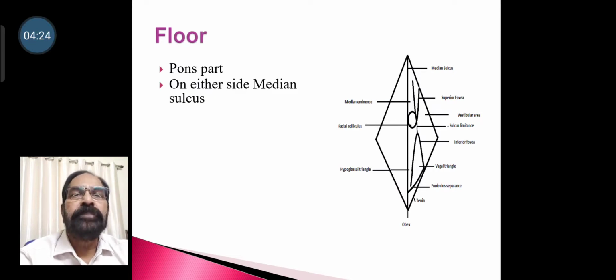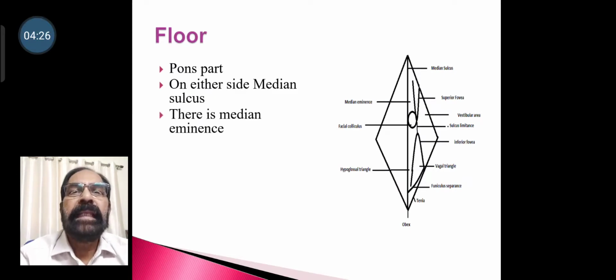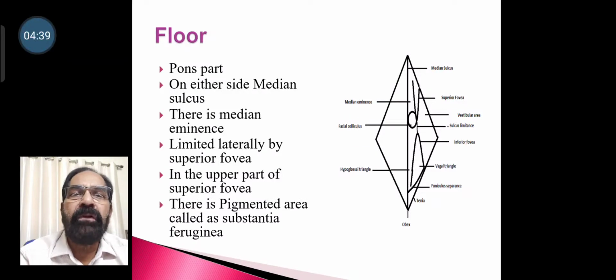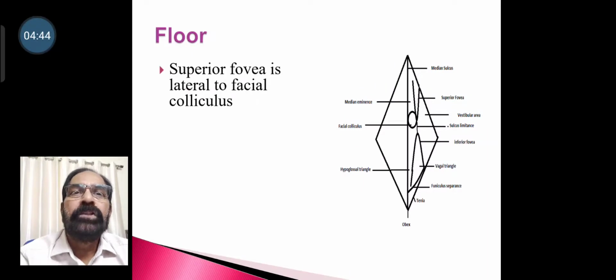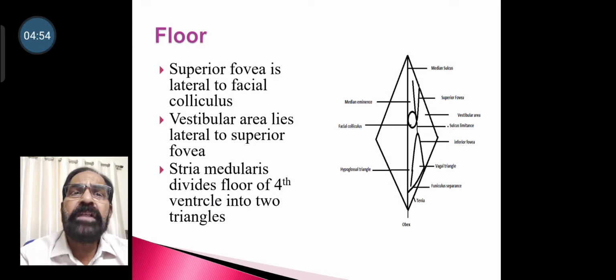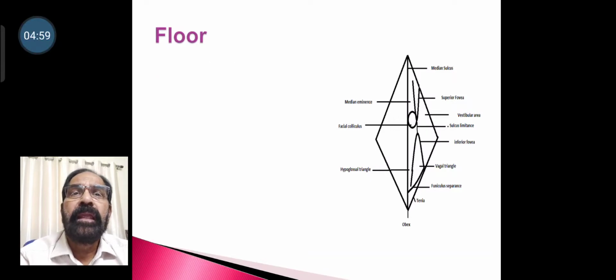On either side of median sulcus, there is median eminence, limited laterally by superior fovea, as you can see in the picture. In the upper part of superior fovea, there is a pigmented area called substantia ferruginea. Superior fovea is lateral to facial colliculus. Vestibular area lies lateral to superior fovea. Stria medullaris divides the floor of the fourth ventricle into two triangles.